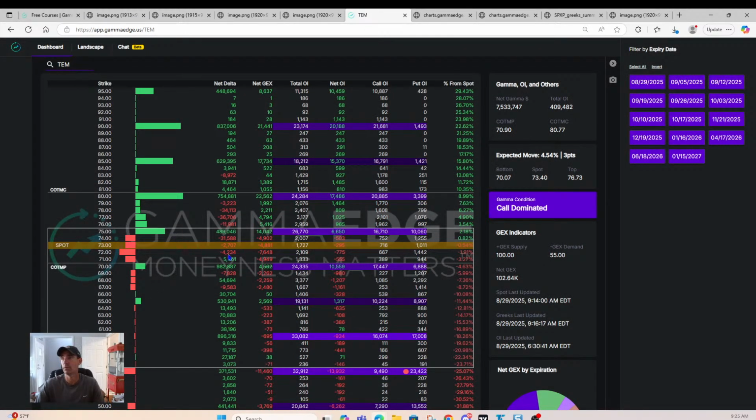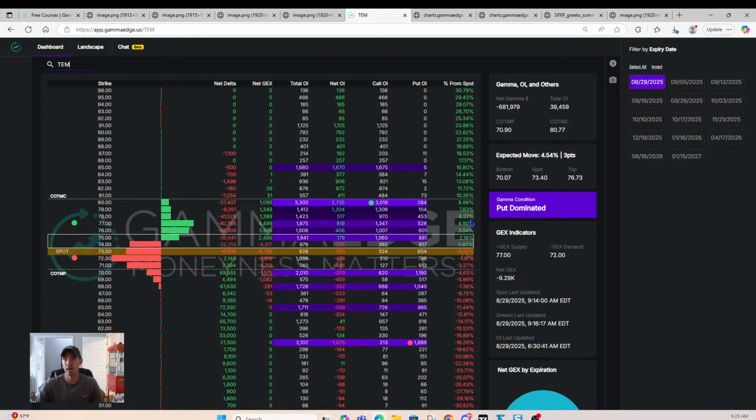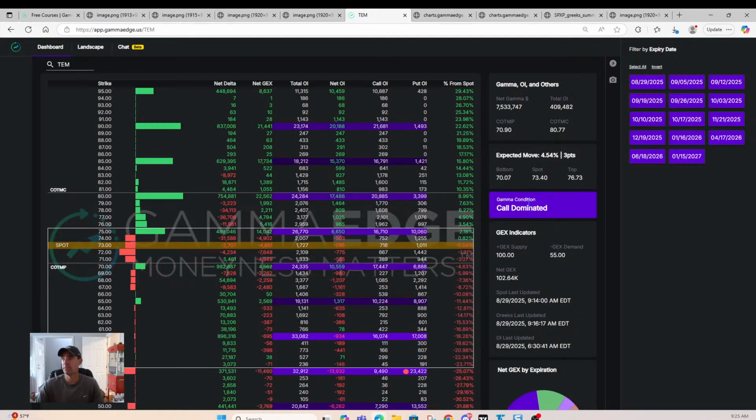TEM, last one we'll cover. Low OI, only 500,000. Put dominated for this expiry, below transition, so that's bearish. Let's look at all the expiries. It's call dominated for all expiries, but significantly wide transition. That's uncertainty and choppiness, and it's inside transition, so I would not be trading TEM.